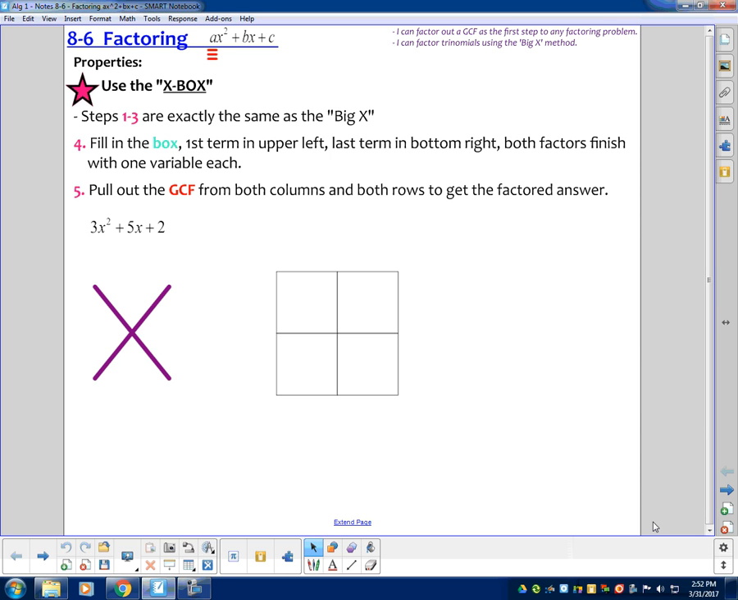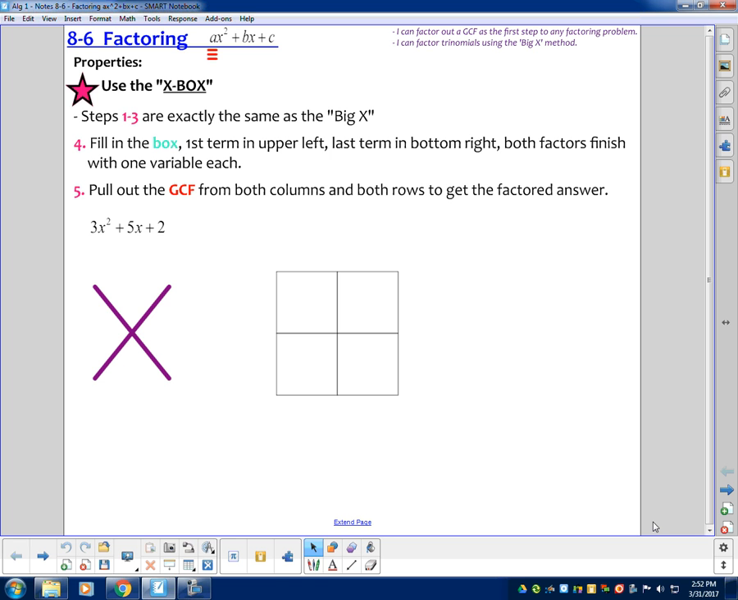Alright, this is 8.6, factoring ax squared plus bx plus c, where a is not equal to 1. In the previous lesson we were factoring x squared plus bx plus c, where that first number in front of x squared was a 1. So steps 1 through 3 are exactly the same as the big X from the previous lesson.